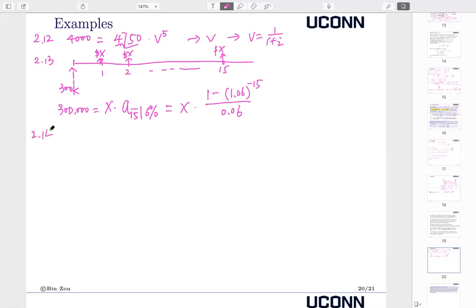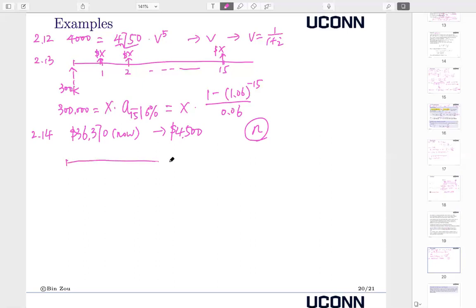The next, 2.14. Karen invests some money, $36,370 now, in order to receive 4,500 at the end of each year for n years, with the first payment at time 5 years, using an annual effective interest rate of 7%. So what we don't know is the number of payments or the term of the annuity. Okay, this is obviously a lot more complicated.